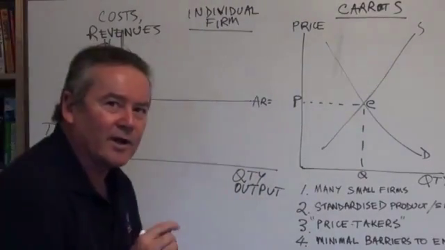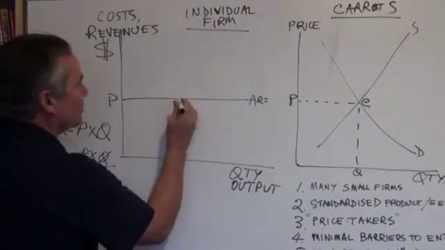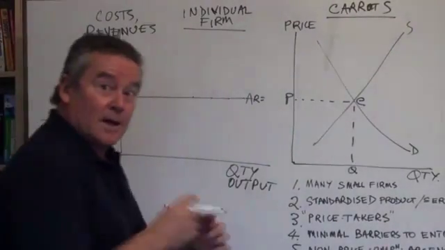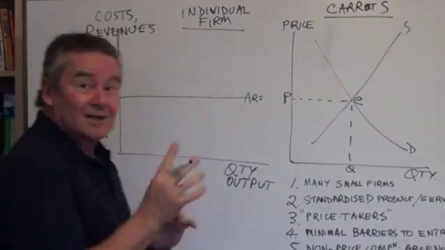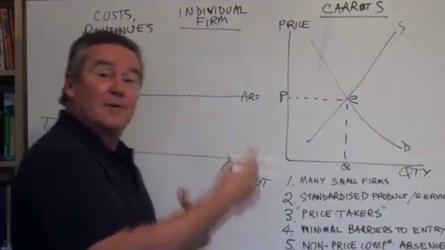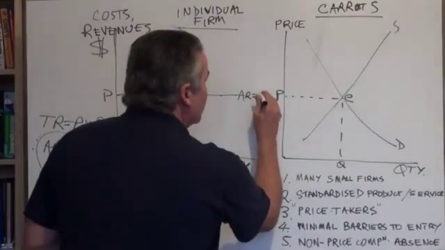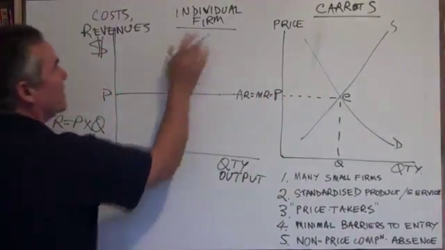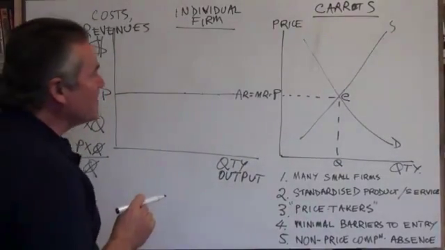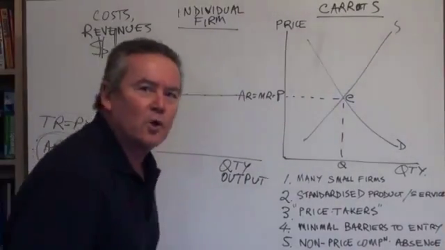Now, one other thing. This average is constant, at all quantities of output, same average revenue. What do we know about marginal and average values? Answer: if an average is constant, the only way it can be constant is if the marginal value is constant as well. Ergo, therefore, in this particular situation, for the individual firm operating in this market, the marginal revenue curve is the same as the average revenue curve. Now, why have I told you that?